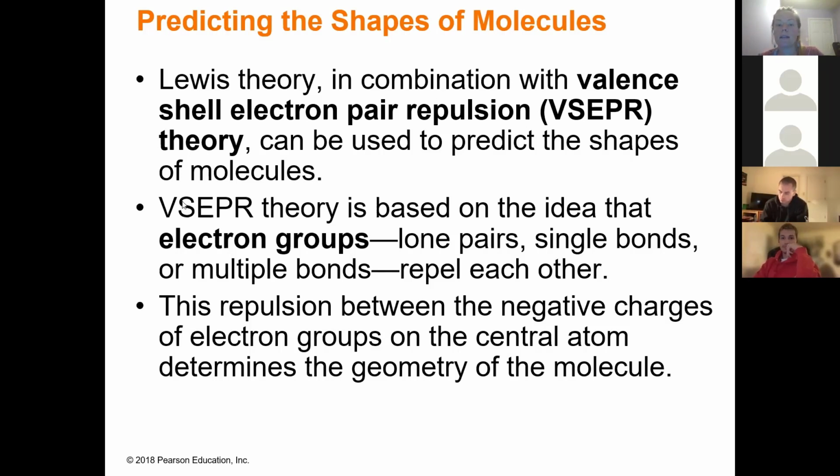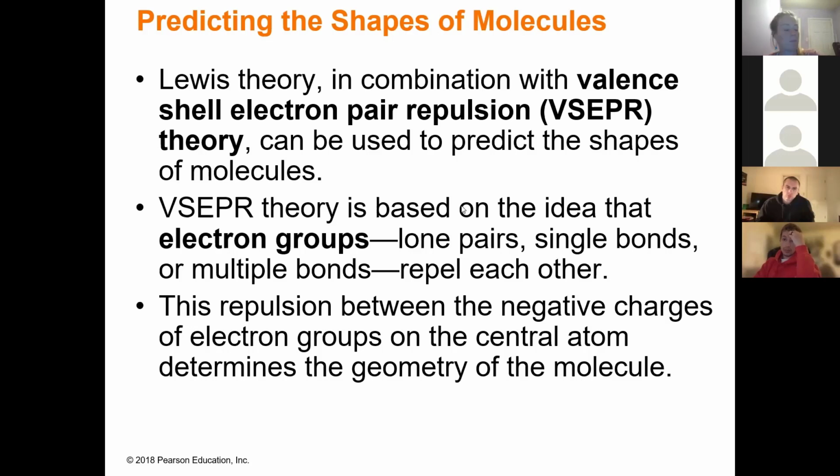The VSEPR theory is based on the idea that electron groups don't like each other because they have negative charges. So they move or create a structure that allows those electron groups to stretch out in space. What do we classify as an electron group? This is important. An electron group is considered one lone pair of electrons. So two electrons that are by themselves on the central atom, that pair, would be classified as one electron group. A single bond is considered one electron group. A double bond is considered one electron group.